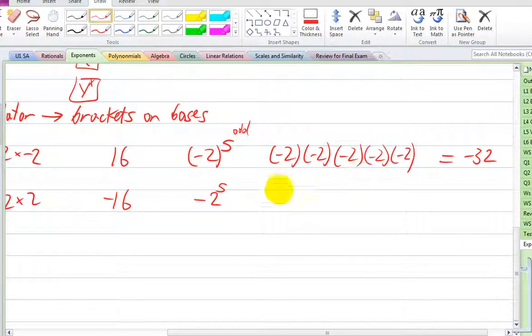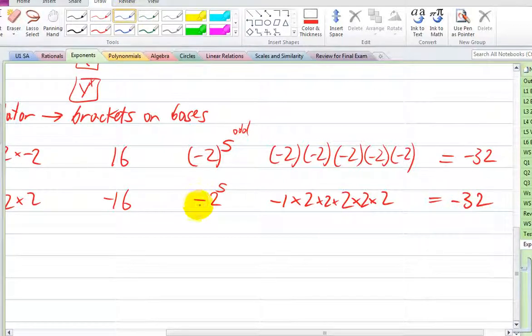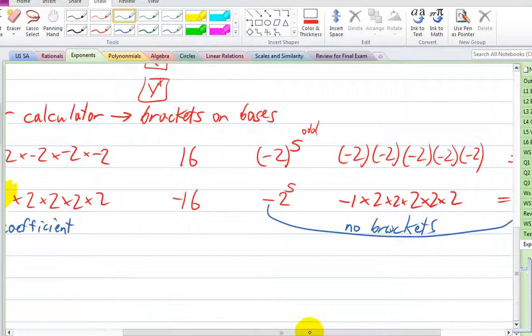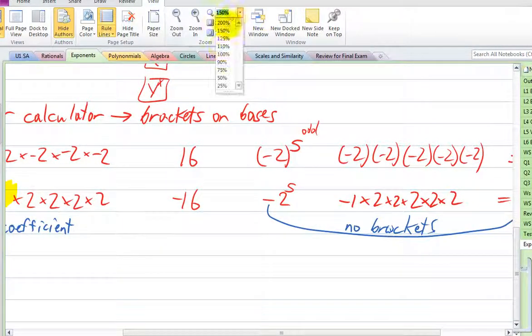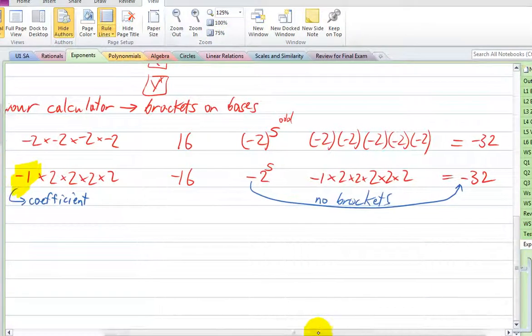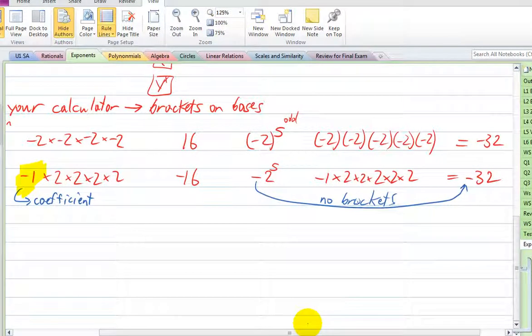So for this one, it's negative 1 times 2 times 2 times 2 times 2 times 2 equals negative 32. Okay? Because there's no brackets, you could have transferred your negative sign there already. And that's because there's no brackets. So you always want to compare these 4 examples. These 4 examples are always being compared constantly.